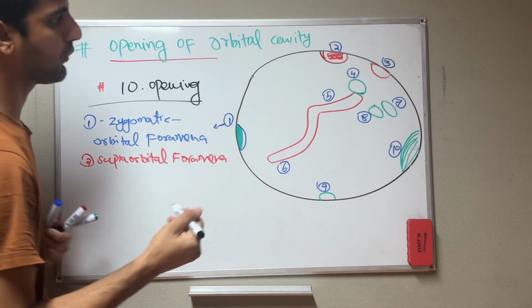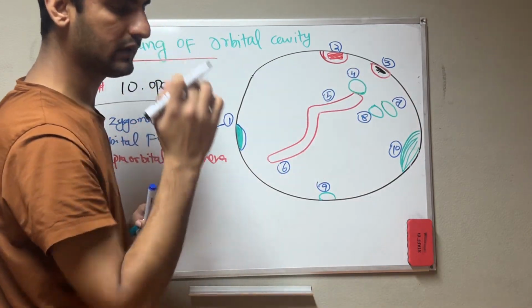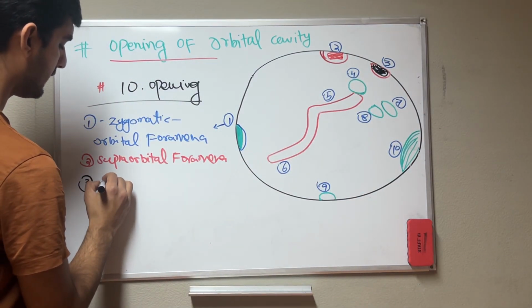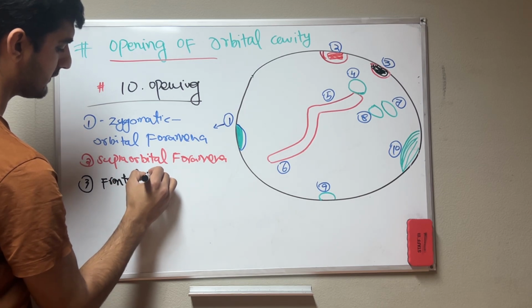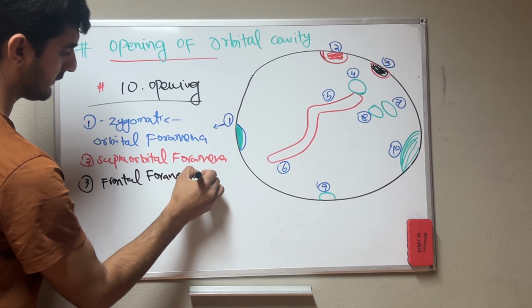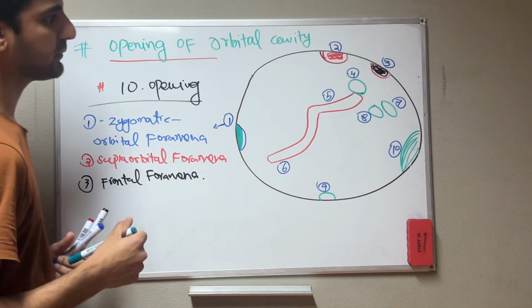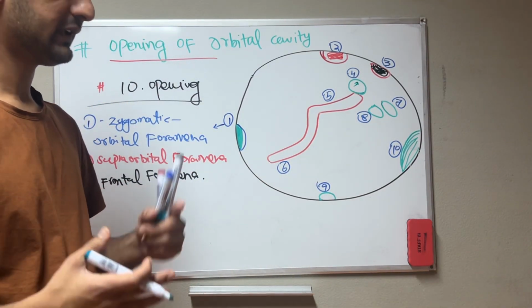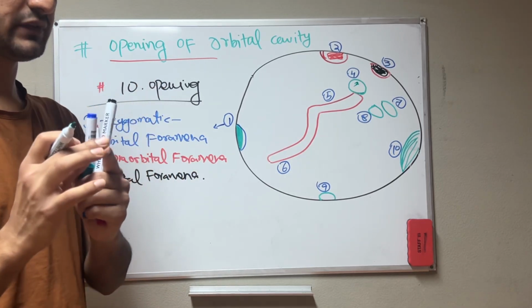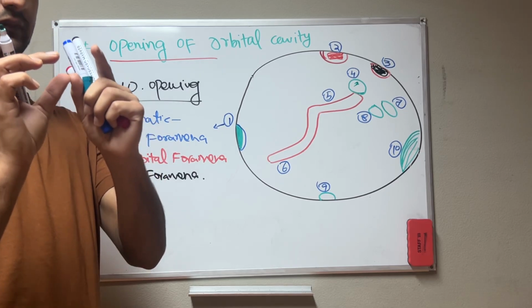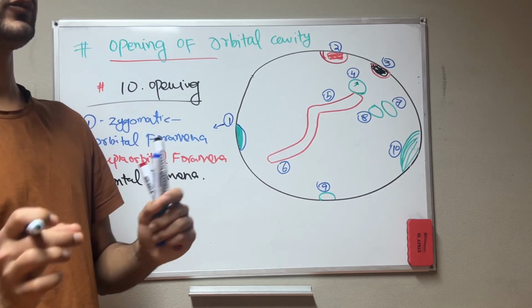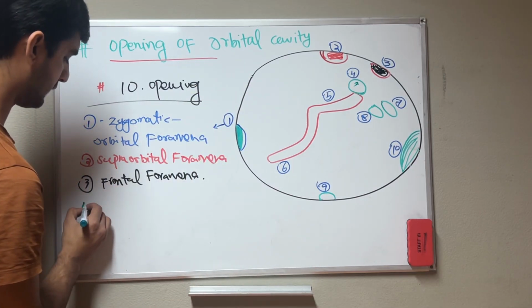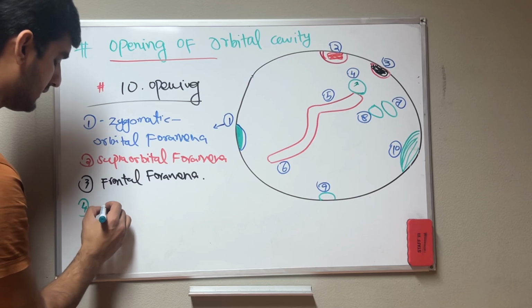Now the next opening, this one. If you remember, medially in our orbit we have the frontal foramen. The third opening is the frontal foramen. Now the fourth opening: when we discussed the sphenoid bone, between the lesser wings we have the optic canal on both sides, and between them the optic sulcus, and the optic canal opens inside the orbit. This is the fourth opening in the orbit, the optic canal.